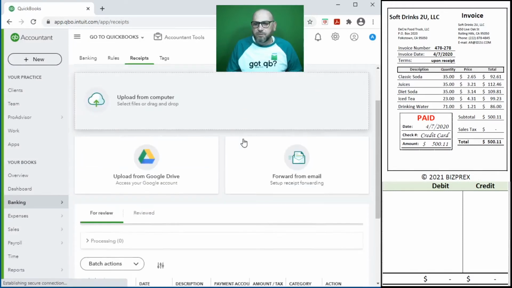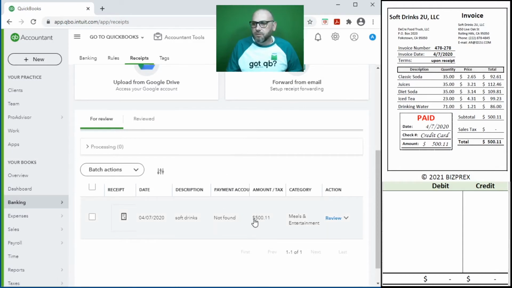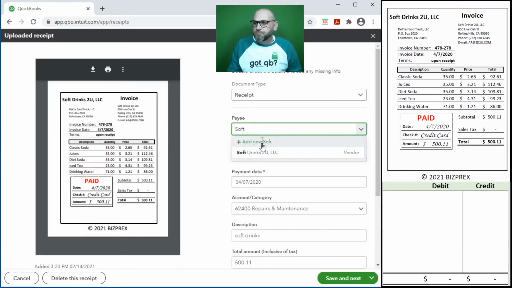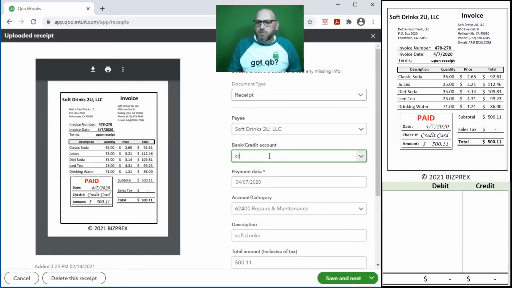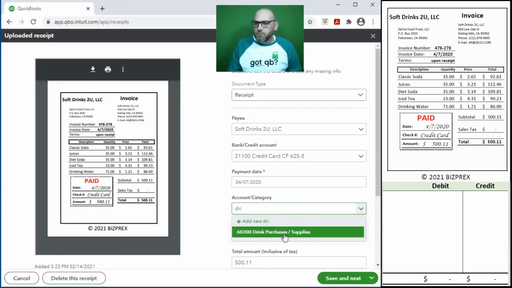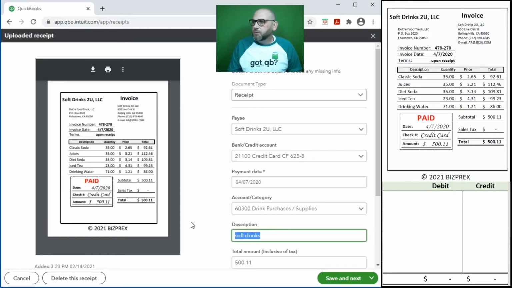All right, just give it a few moments. Here it is. All right. Okay, so we're paying soft drinks. Okay, it's a credit card charge. All right. Payment fine. What is it? These are our drink purchases. All right.